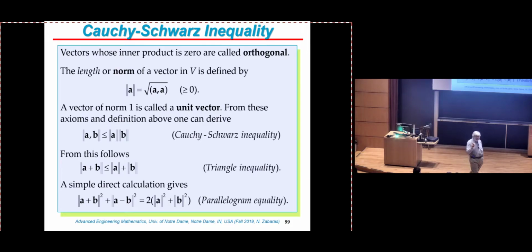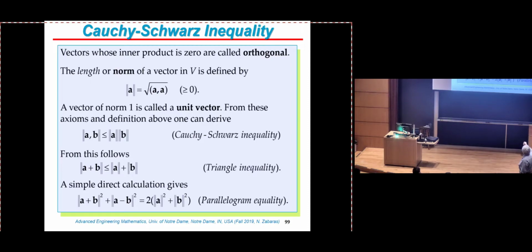You remember we managed to write the inner product as the magnitude of A, the magnitude of B times the cosine of the angle between A and B. And because the cosine of the angle is in absolute value less than 1, there is the Cauchy-Schwartz inequality. Very important inequality that would be very handy in calculations.